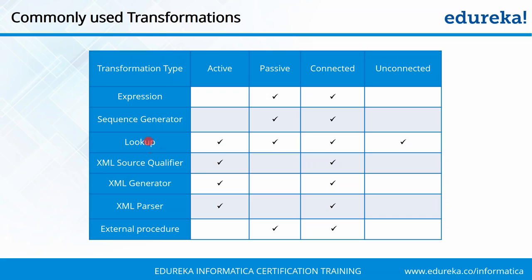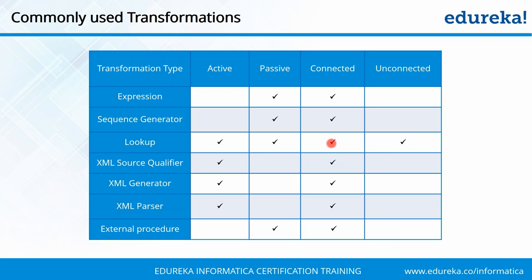Now here we have the lookup transformation. The lookup transformation, as you can see, can be used in all 4 modes. By default, as I mentioned earlier, it's a passive transformation, but you can also create it as an active transformation. In the previous example, you've seen how a lookup is used in unconnected mode. You can similarly use it in a connected mode as well.